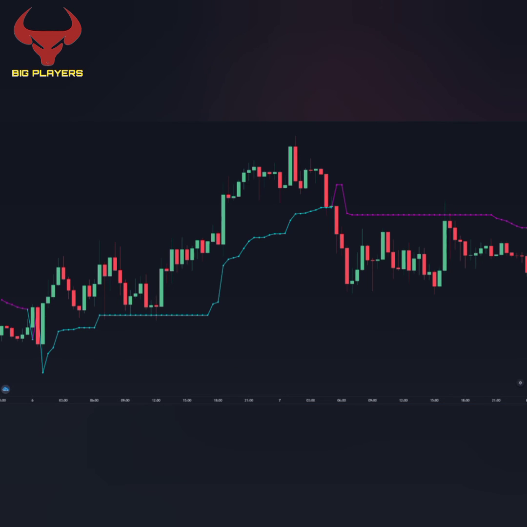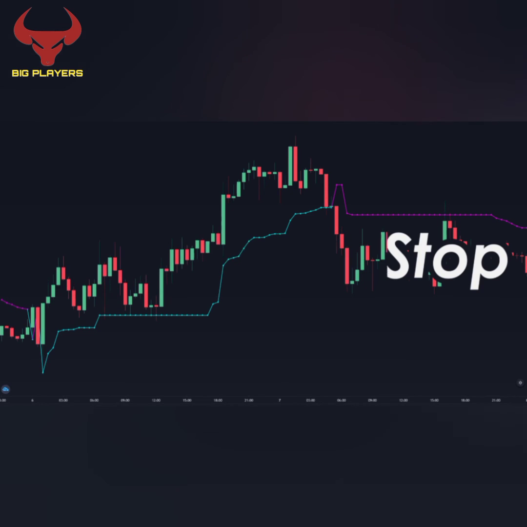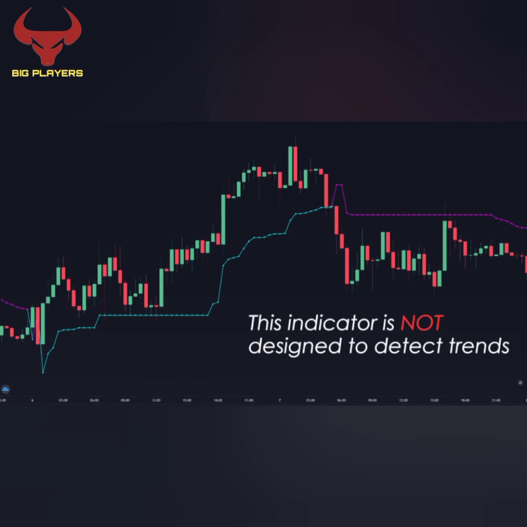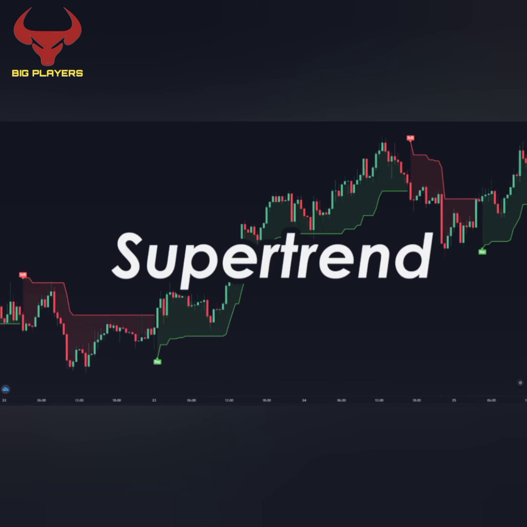If you want to use the ATR as a trailing stop loss, you can use an indicator called the Chandelier Stop. This indicator is also based on the ATR. It is designed to keep traders in trend until a reversal happens. So, you can close your trade when a candle hits the Chandelier Stop. And disclaimer, this indicator is not designed for entry positions. You don't want to take long or short positions based on this indicator. If you want a similar indicator that is actually designed to detect trends, you can use the Super Trend indicator instead.